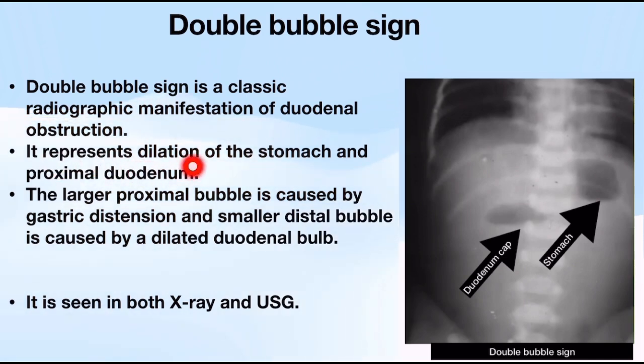It represents dilatation of the stomach and proximal duodenum, more precisely the duodenal cap. The larger proximal bubble is caused by gastric distension, as I mentioned, and the smaller distal bubble is caused by the dilated duodenal bulb. So on this X-ray I have shown you the double bubble sign. That does not mean that this sign is only assessed on X-ray. We can also see this sign in antenatal USGs.